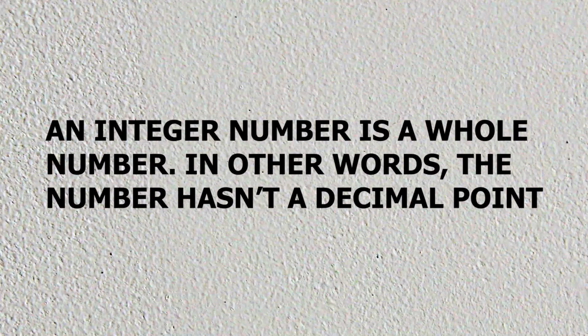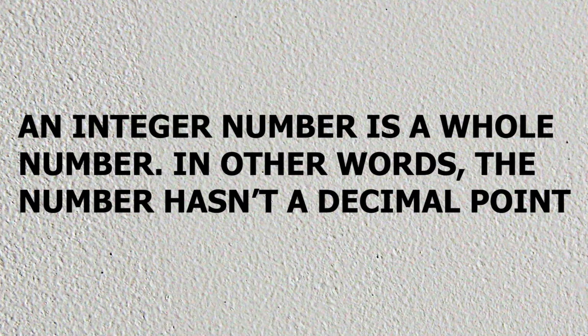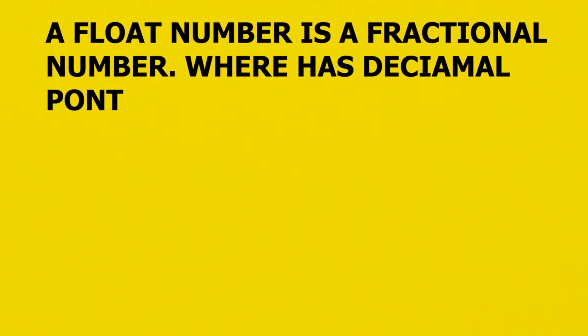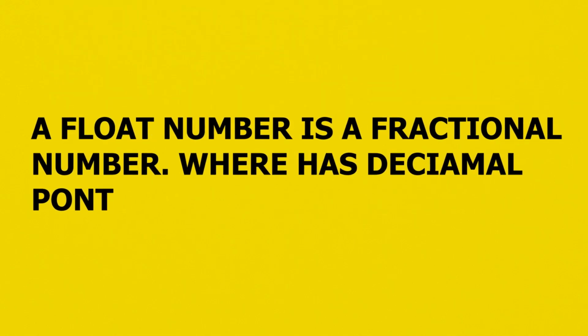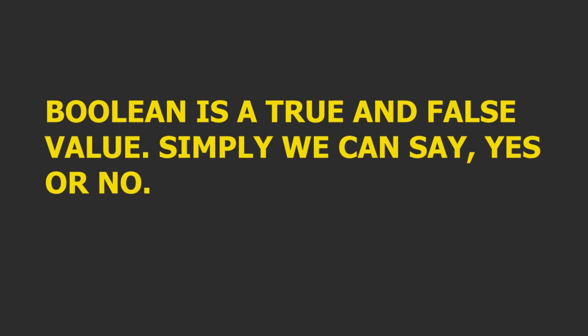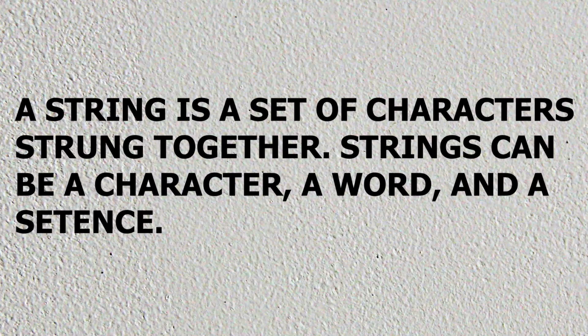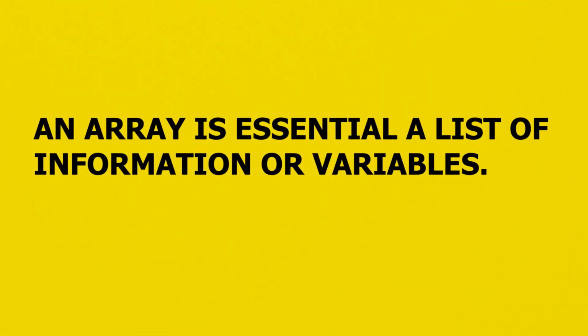An integer number is a whole number. In other words, the number hasn't a decimal point. A float number is a fractional number, with a decimal point. Boolean is a true or false value. Simply, we can say yes or no. A string is a set of characters strung together. A string can be a character, a word, and a sentence. An array is an essential list of information or variables.